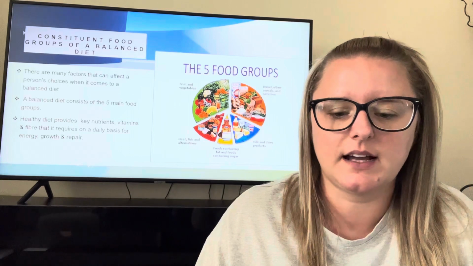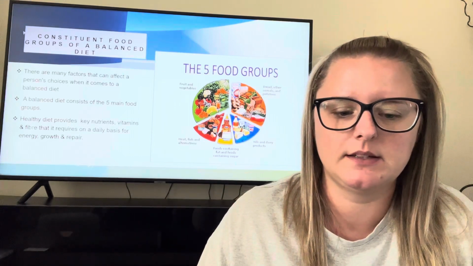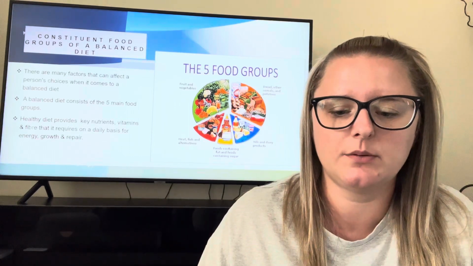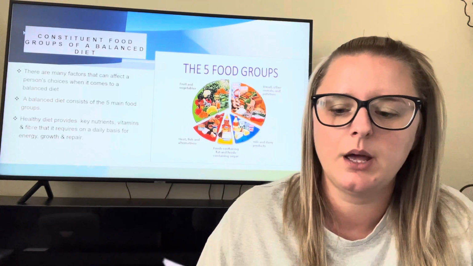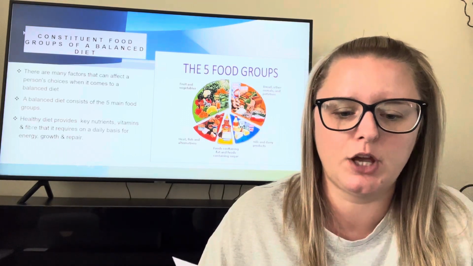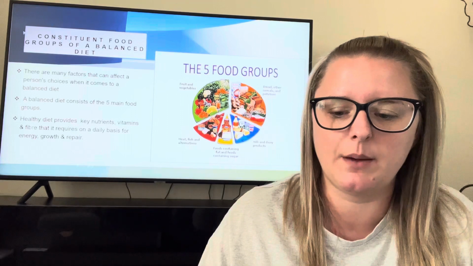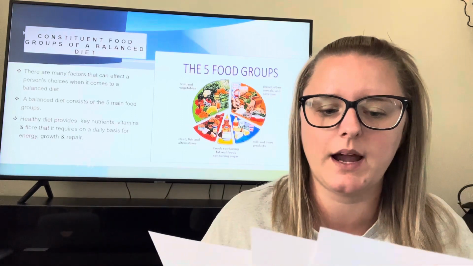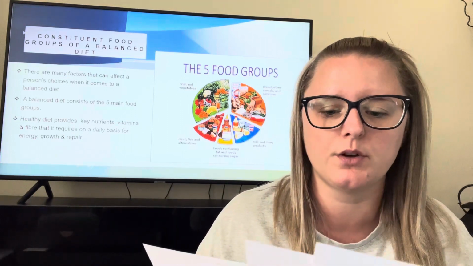Food groups of a balanced diet. There are many factors that can affect a person's choice when it comes to a balanced diet, such as religion, economic circumstances and environmental factors. But a balanced diet is crucial for the human body to obtain the key nutrients, fibres and vitamins that it requires on a daily basis for energy, growth and repair.